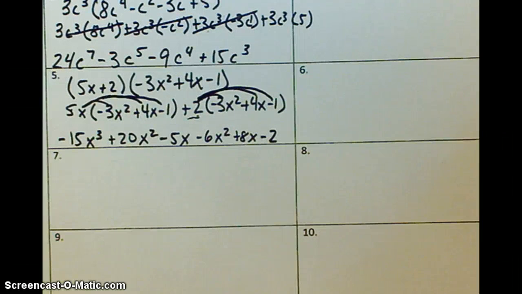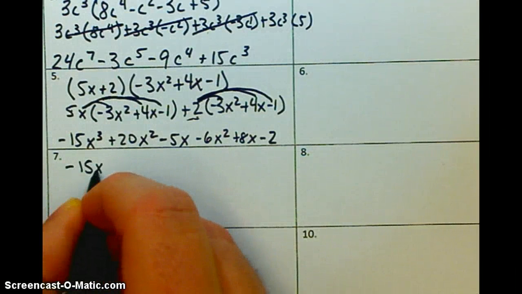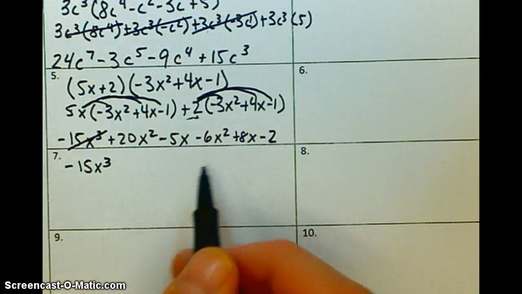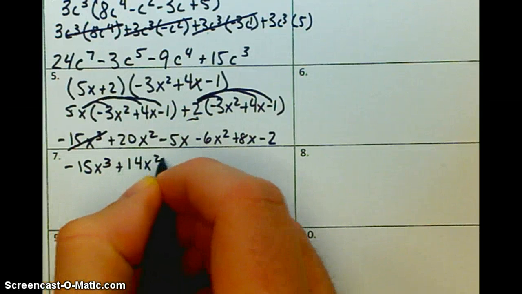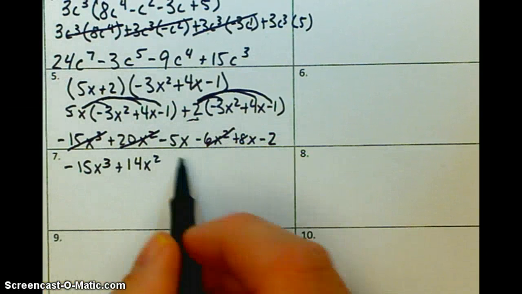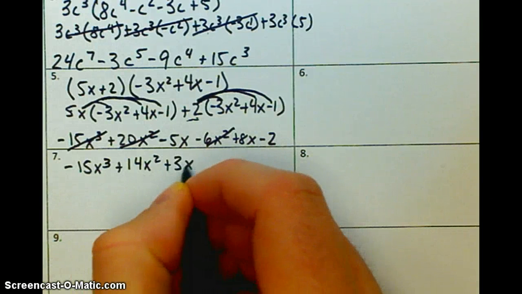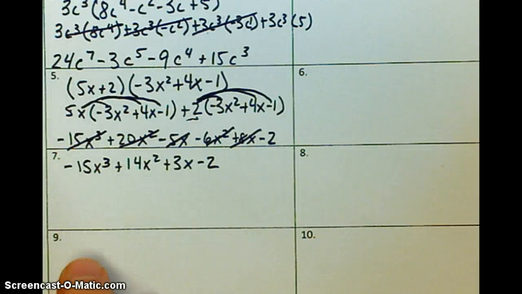And I hope that you notice that we can combine our x squareds and our x's, combine like terms like we did on Monday. So we have negative 15x cubed. Can't combine anything with that, but I have 2 x squareds: a 20x squared and a negative 6x squared. So I get plus 14x squared when I combine the two. I have negative 5x and 8x, so I get plus 3x when I combine them, and let's have a negative 2. Now our problem is completely simplified and solved.